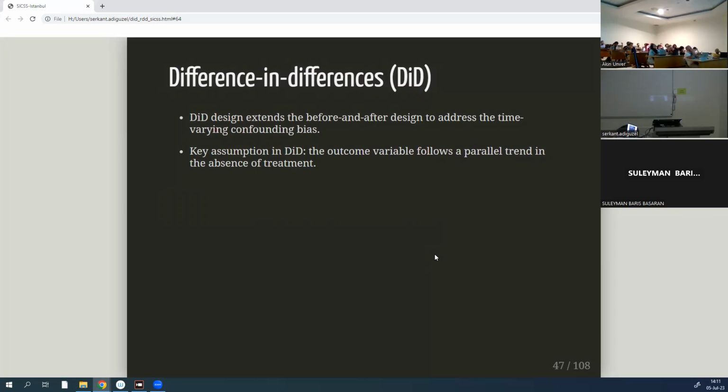So the idea essentially combines before and after with cross-section design. And there is one key assumption. Unless this is satisfied, we cannot make a causal claim. That's the parallel trends assumption. The outcome variable needs to follow a parallel trend in the absence of the treatment. And you might ask, what is this? I'll show you what this is. But this is the key assumption. Whenever you write a paper that uses this idea, you will have to show that the parallel trend assumption is satisfied.